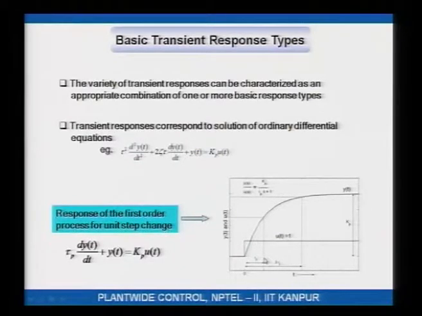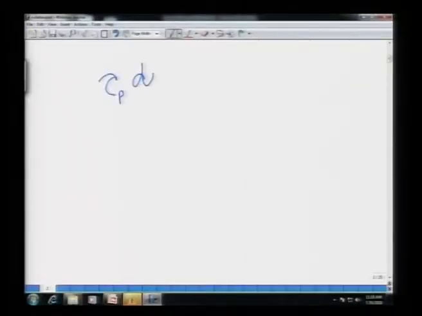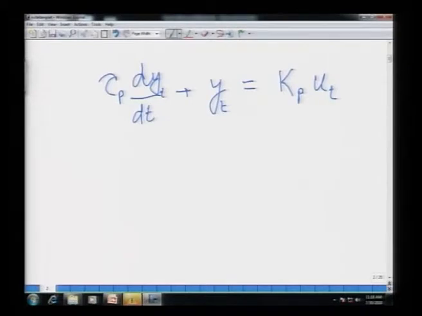Okay, I think I need to explain this. So, here is the differential equation. Here is a first order differential equation, the simplest differential equation, tau p dy by dt plus y is equal to kp times u, and y is a function of time, u, the input, could also be a function of time. Now, this tau p is known as the time constant of this first order differential equation. It is called the time constant.